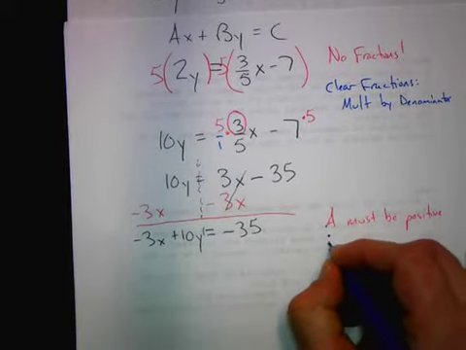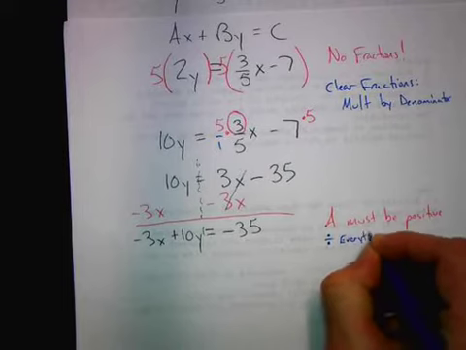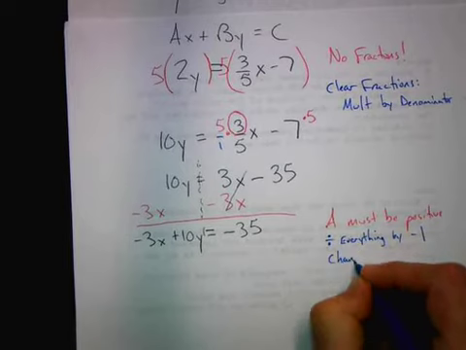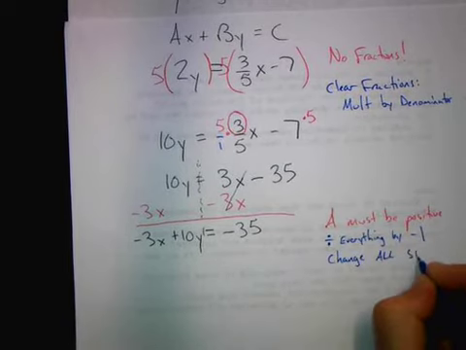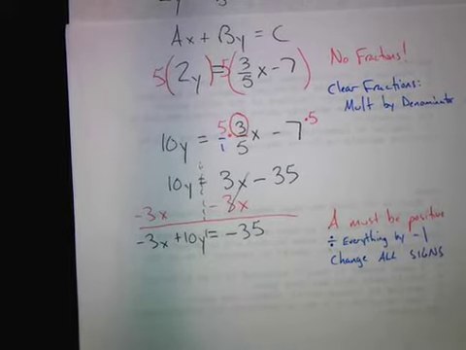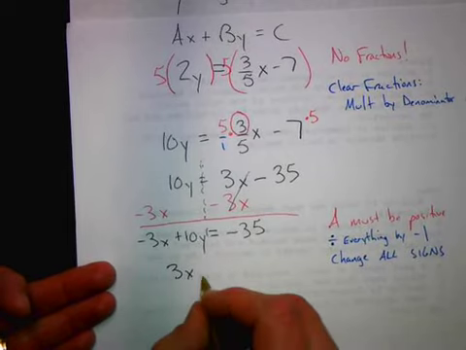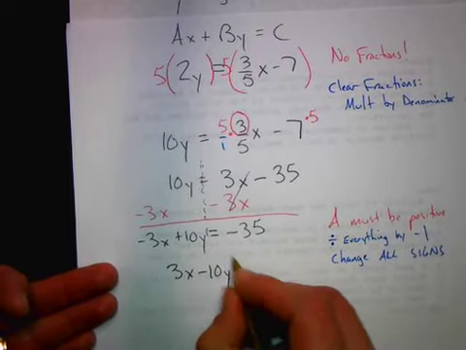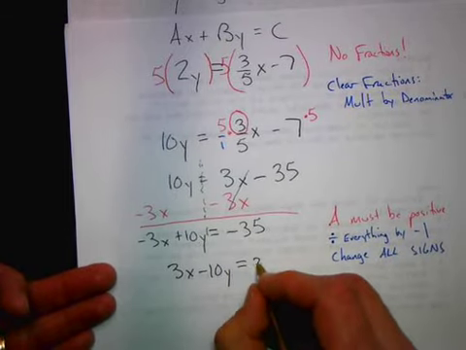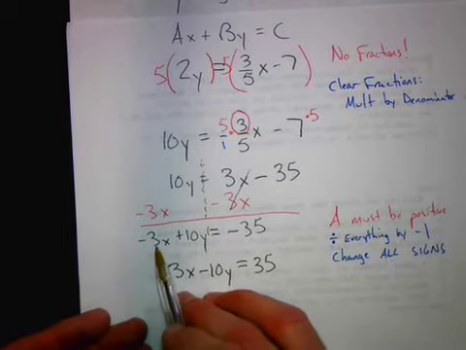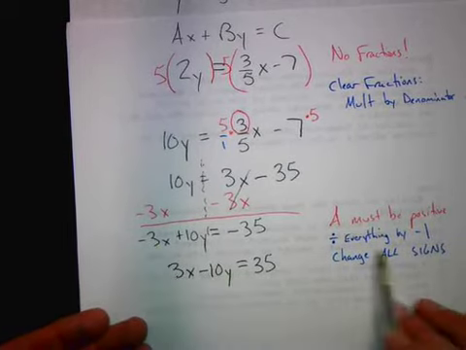Technically, you can divide everything by -1, or you could just look at it as changing all the signs. So technically you're dividing both sides by -1. Shortcut, you're welcome, changing all the signs. So this -3x becomes positive 3x, plus 10y becomes minus 10y, then our equal sign is there, and -35 becomes positive 35. Okay, so again, if the A was positive here, we would have been done, but since A was negative, we changed all the signs.